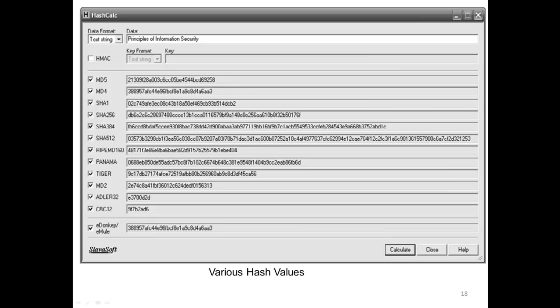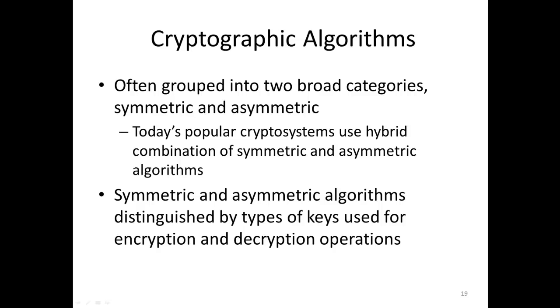And again, these do not encrypt the message. They simply create a unique ID of that message to really address integrity of that particular message. Cryptographic algorithms in general are often grouped into 2 broad categories, symmetric and asymmetric. But in practice, today's more popular crypto systems use a hybrid combination of both symmetric and asymmetric encryption, and they can be distinguished by the types of keys they use for the encryption and decryption process.